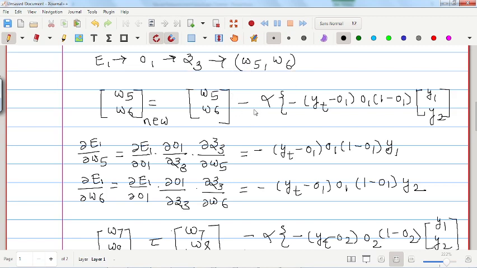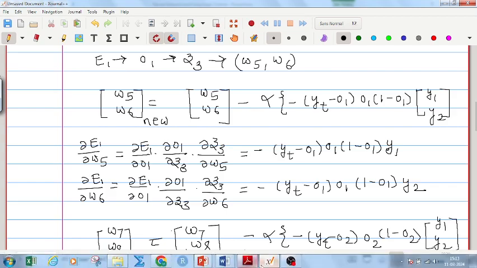Some problems are given to you to solve. You can definitely see those problems, and I don't think it is difficult to solve any problem of back propagation.